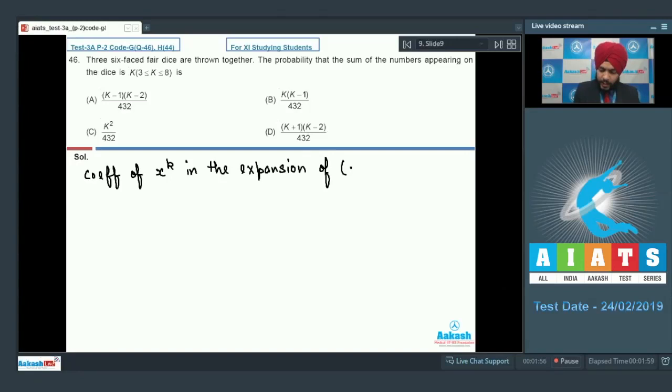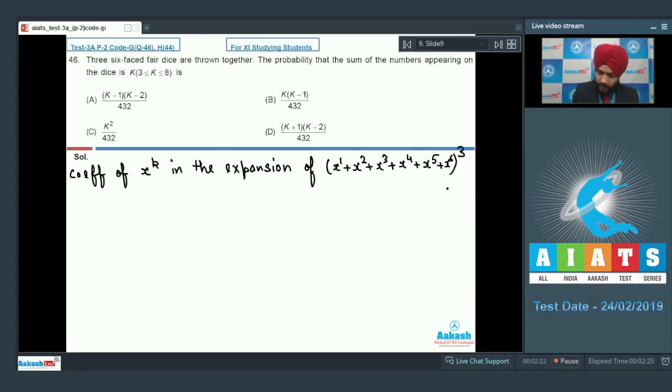Here we will have a GP. If number 1 comes, it is denoted by x to the power 1, if 2 comes, by x squared, if 3 comes, by x cube, if 4 comes, by x power 4, if 5 comes, by x power 5, and if 6 comes, by x power 6. Whole raised to the power number of throws. That means we have 3 dice here, so whole raised to the power 3. That means we need the coefficient of x power k in x is common. So x cube will come out, 1 plus x square plus x cube plus x power 4 plus x power 5 whole raised to the power 3.